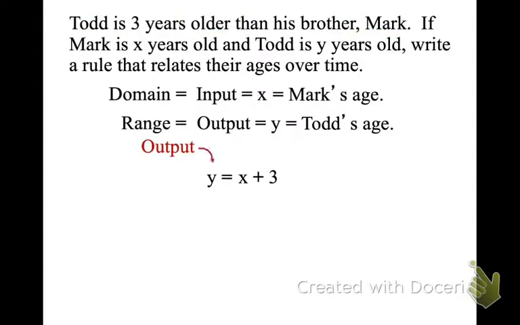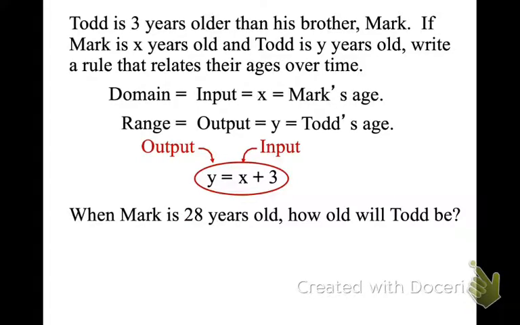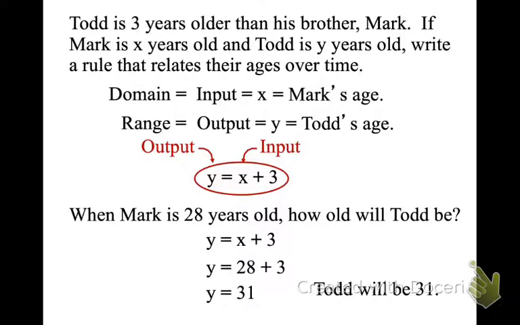Now, my output is my Y, and my input is the X. So whatever Mark's age, Todd's age is dependent on it. Now, what happens when Mark is 28? We substitute it in for the input, and we get that Todd is 31 years old. All right.